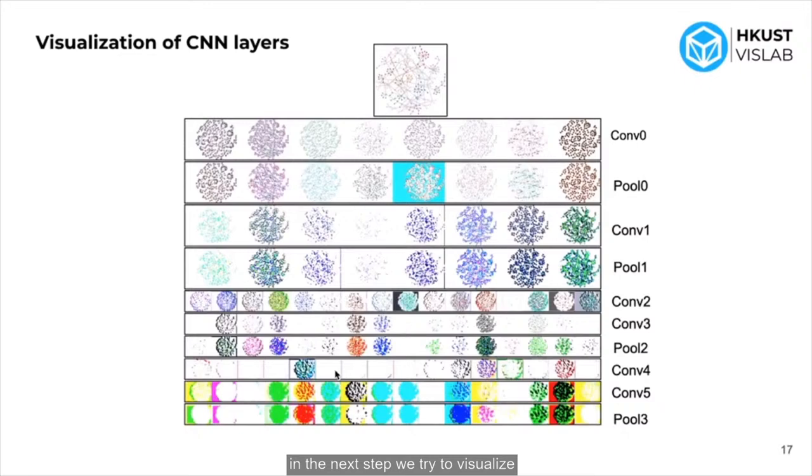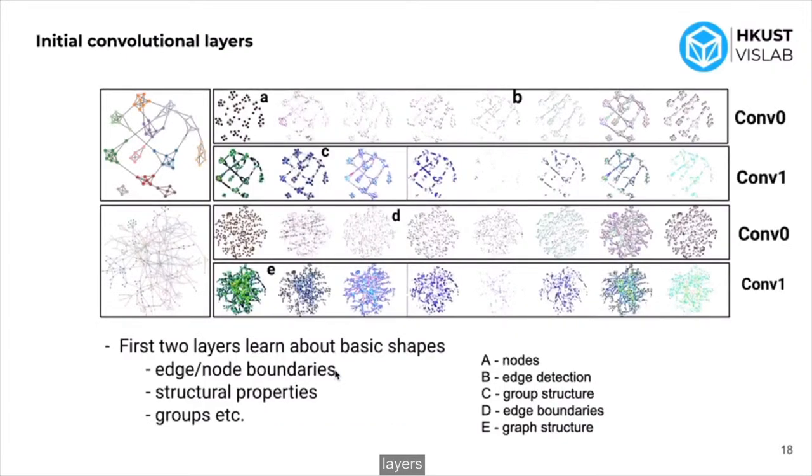In the next step, we try to visualize different convolution network layers. We pass a single image through the convolution network and try to see how the different filters are reacting. As we can see, the first few layers have features which are understandable by humans, while the final layers have more hidden or latent features that get blurry. We take a closer look at the first 2 layers.